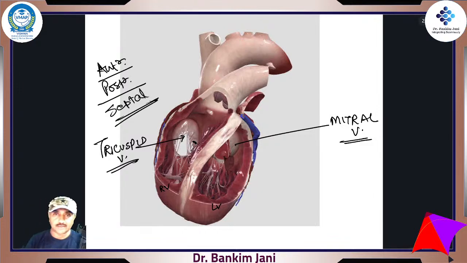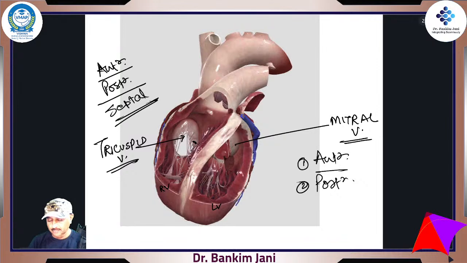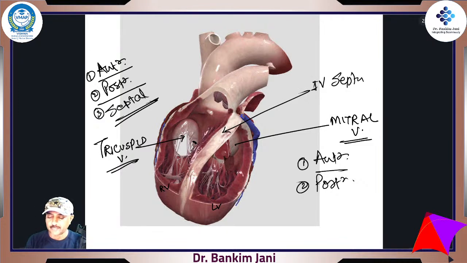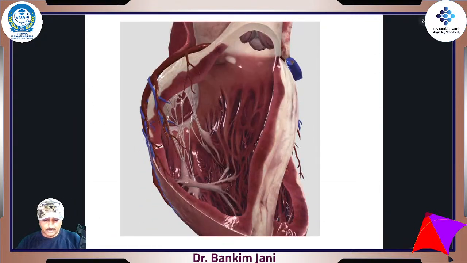Regarding the mitral valve, there was more or less anterior and posterior, right? These are the two cusps. And over here, there are three, right? So that you don't forget. And yes, this in between, this one would be the interventricular septum. Over here, yeah, here we see something extra, right?